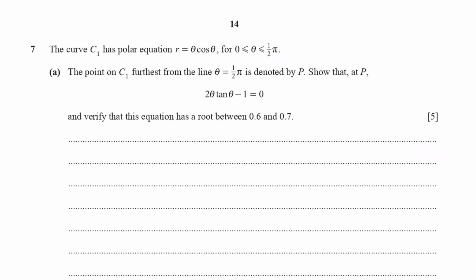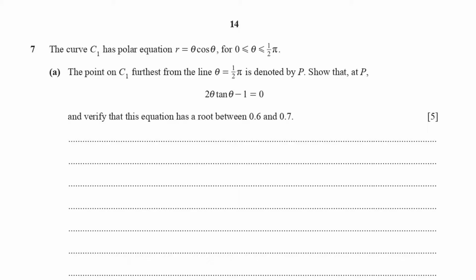Question number 7. The curve C1 has polar equation r is equal to theta cos theta for values of theta between 0 and half pi. So on A, the point on C1 furthest from the line theta is equal to half pi is denoted by P. Show that at P, 2 theta tan theta minus 1 is equal to 0, and verify that this equation has a root between 0.6 and 0.7.